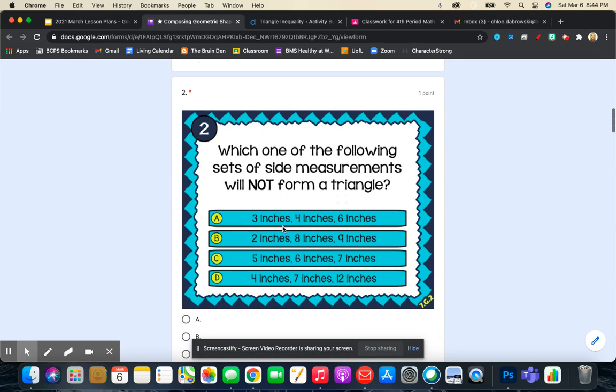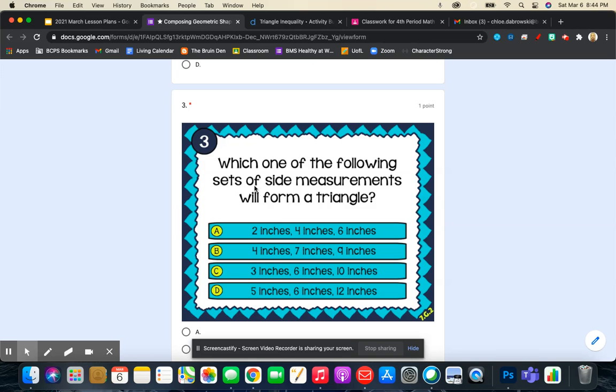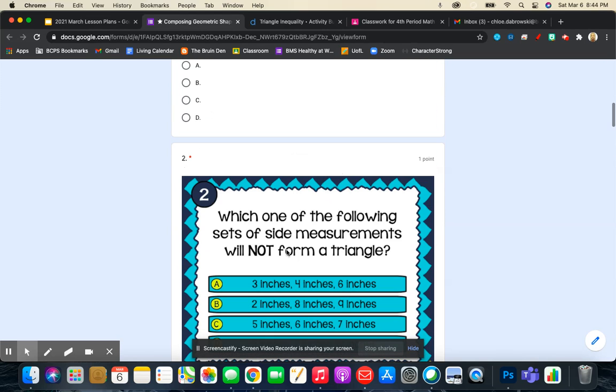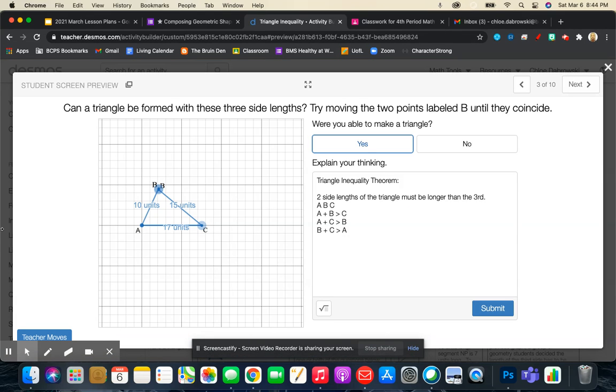Make sure you're adding everything together. Make sure you're looking at which of these will form a triangle and will not form a triangle. So make sure we're looking at those negatives. Other than that, if you have questions, let me know.